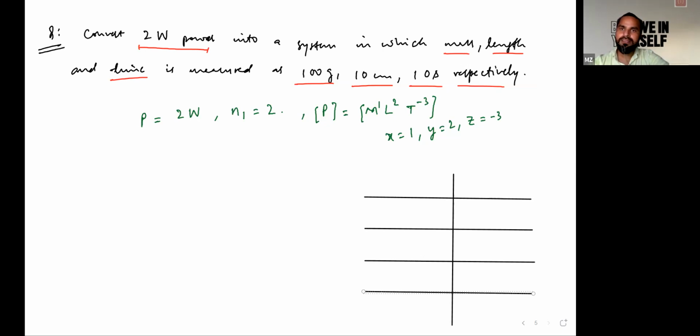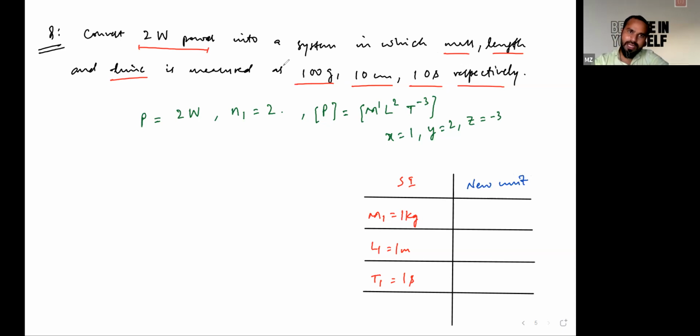So we can write it as, this is your SI unit: mass, length, and time. Mass is measured in terms of kilogram, length in terms of meter, and time in terms of second. In the next part, which we have to convert, it is nothing but a new unit.